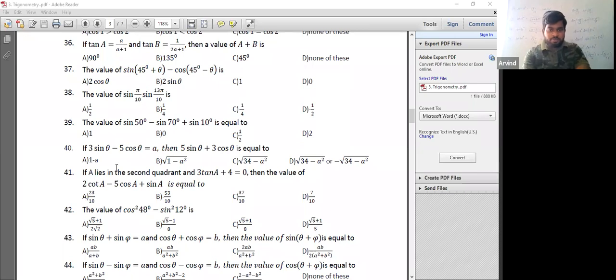The value of sine 50 degrees minus sine 70 degrees plus sine 10 degrees. Could you try it? Observe carefully. I'll also give you a hint. 50 can be written as 60 minus 10. 70 degrees can be written as 60 plus 10.